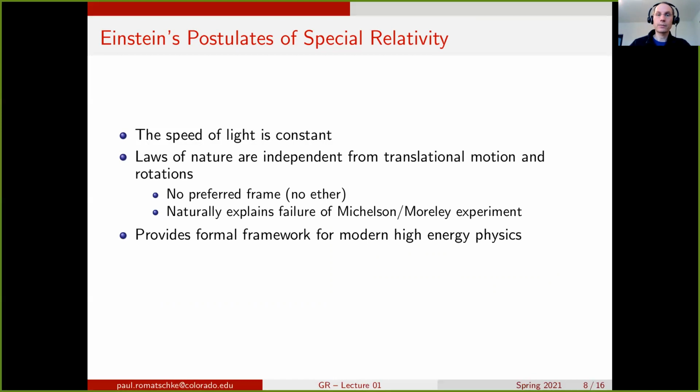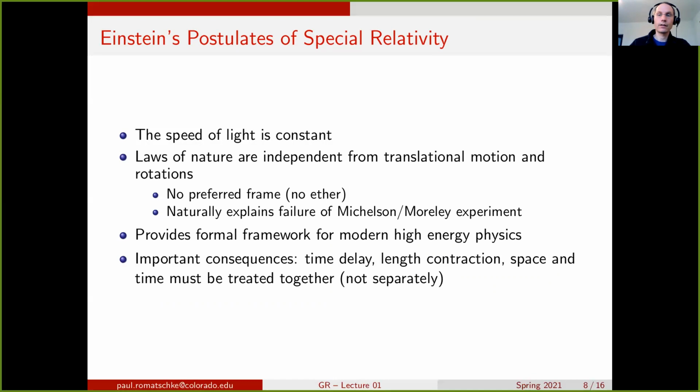It so happens that special relativity today provides the formal framework for modern high-energy physics. So it's the same setup in slightly different notation that Albert Einstein came up with more than 100 years ago. There are some important consequences besides explaining things like the Michelson-Morley experiment. For instance, there are consequences such as the delay of time for fast-moving objects, the contraction of length for fast-moving objects, and that space and time cannot be treated separately, but must be treated together.